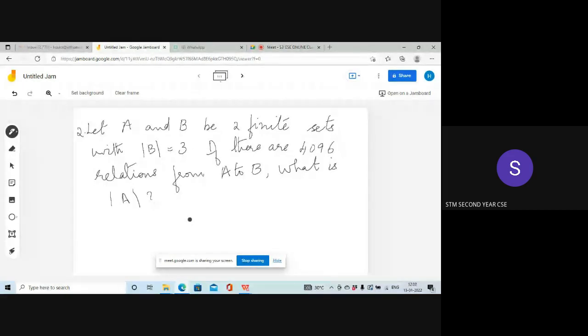How will you do it? Just substitute in the formula. 2 raised to mn is the total number of relations, and that is given as 4096. And here the value of one set is given, 3. So 2 raised to 3 into n is equal to 4096. So from this you have to find the value of n. Okay. So just write this formula and stop, because again you have to write a lot. Just substitute in this formula and stop.